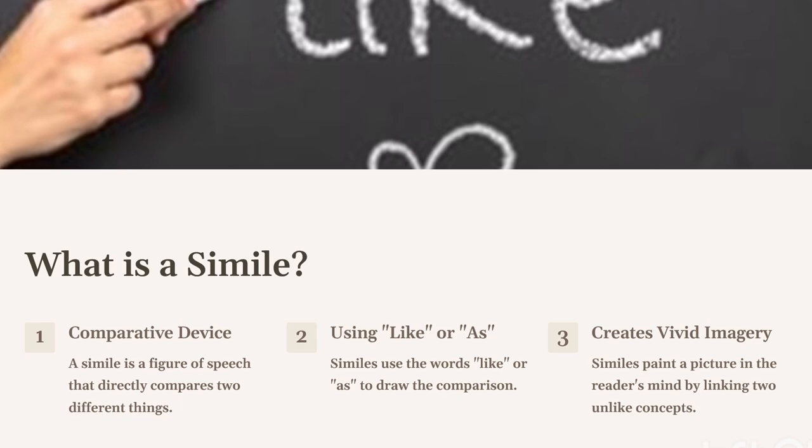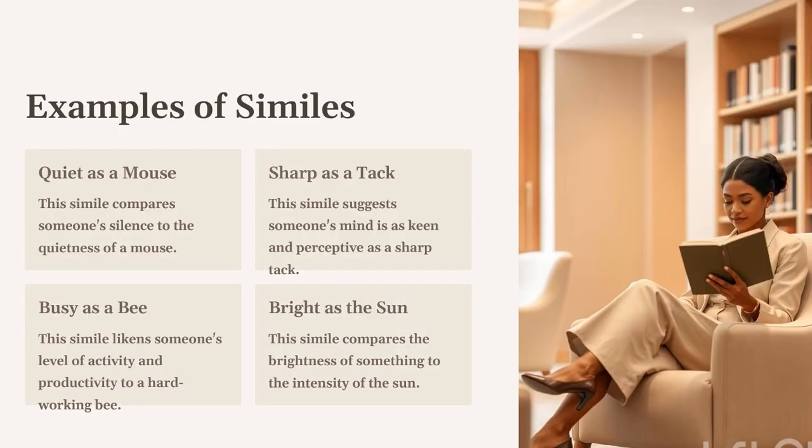Now, example of similes. First, quiet as a mouse. This simile compares someone's silence to the quietness of a mouse. Sharp as a tack. This simile suggests someone's mind is as keen and perceptive as a sharp tack. Third, busy as a bee, which I'm sure you must have heard a lot. This simile likens someone's level of activity and productivity to a hardworking bee. And fourth, bright as the sun. This simile compares the brightness of something to the intensity of the sun.